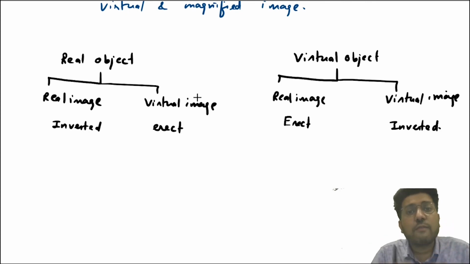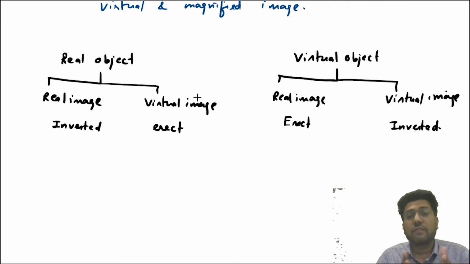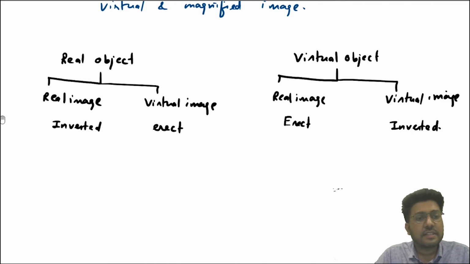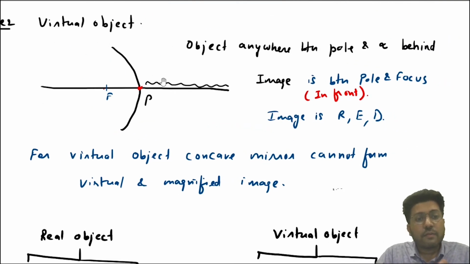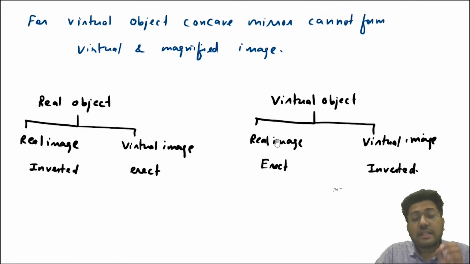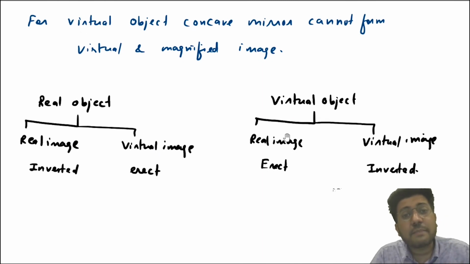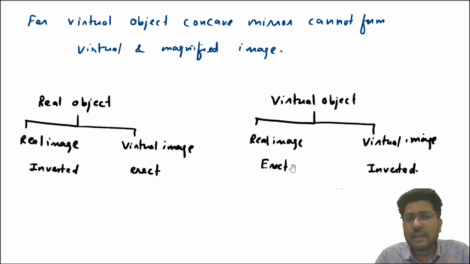If you have a virtual object, then the things reverse. If you have a virtual object and a real image is formed, for example this case, here there is a virtual object, and for a virtual object a real image is always formed in the case of a concave mirror, right? But this time the real image is not inverted but erect. Similarly, if a virtual object gives you a virtual image, a concave mirror will not give you a virtual image for a virtual object, but a convex mirror will. That we will discuss now.